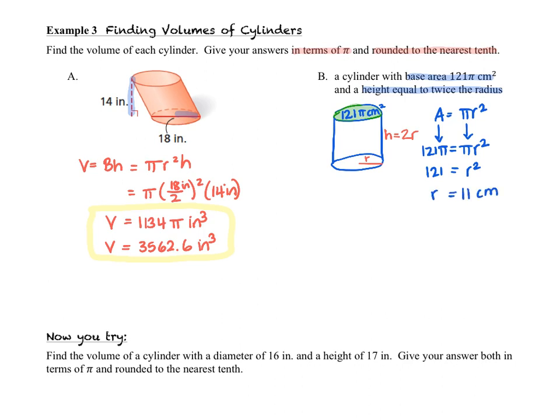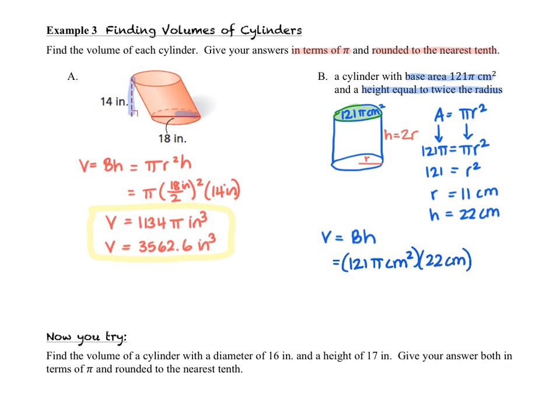Our units were centimeters. So now we know what the radius is. We also know what the height is because the height is twice the radius, or 22 centimeters. And now we're ready to plug into our volume formula. Volume is the area of the circular base times the height. So the area of the circular base is what we were given in the question to begin with. But now we also know the height to plug in.